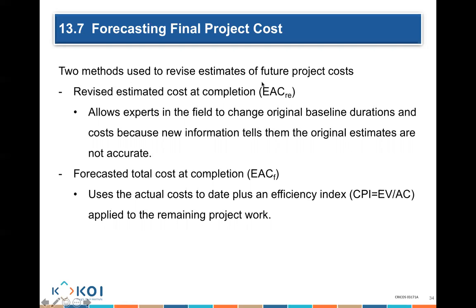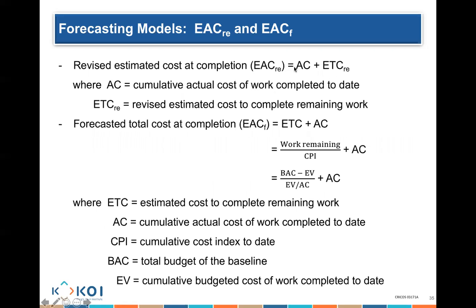There are formulas here. Estimated at completion is actual cost plus estimated to complete, which is the revised estimate cost to complete the project. There's also estimated at completion forecast, which is estimated to complete plus actual cost. How do you know the estimated to complete? It's basically work remaining divided by CPI, plus actual cost. The same way, you can say it's budgeted at completion minus earned value, divided by earned value divided by actual cost, plus actual cost.